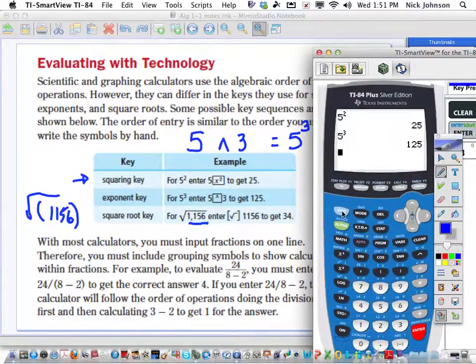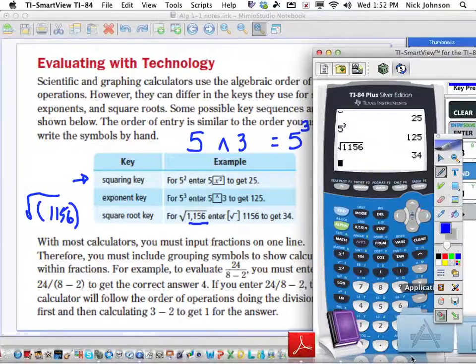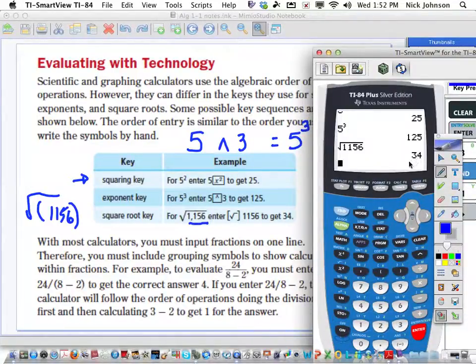On mine, when I hit the second function square root key, it doesn't have a parenthesis. I just type in 1156. I press the arrow over to let them know that I'm done. I hit enter, and I get 34 as well.